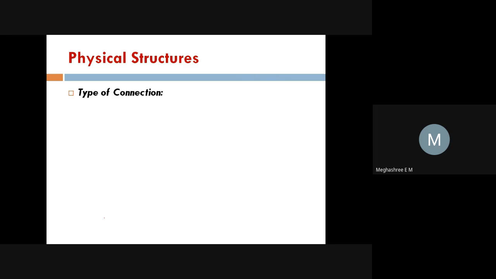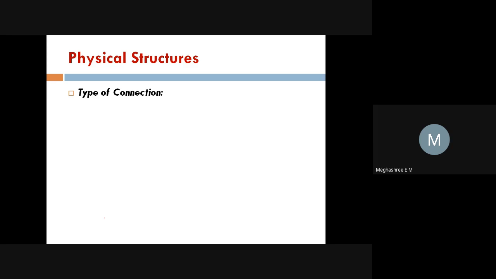Okay, then we'll move on to the next topic, that is physical structures. Physical structure related to the network. The first thing we saw with respect to network is network criteria, right? The second topic under network, we are going to discuss physical structures, where we will be discussing a few network attributes, like what is the type of connection followed and what is topology.